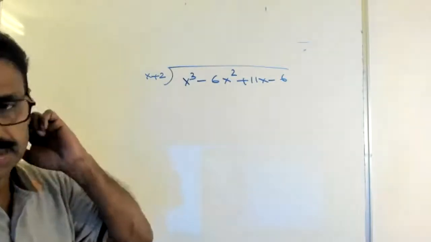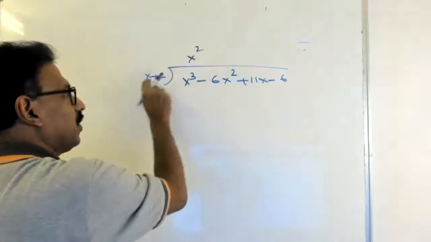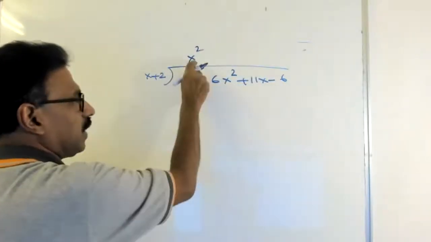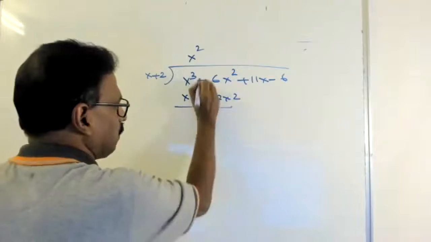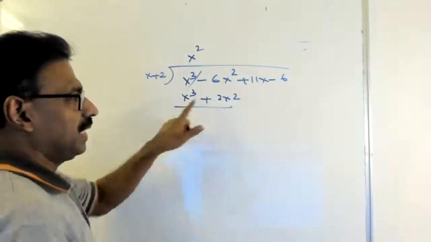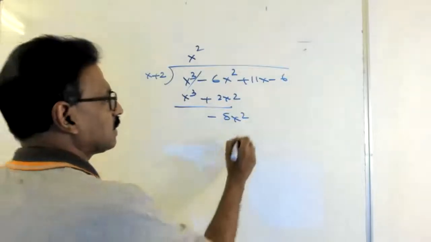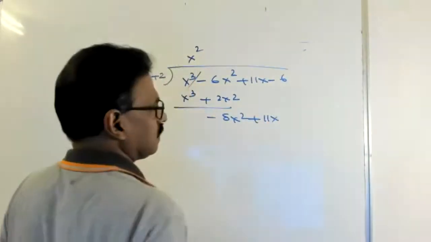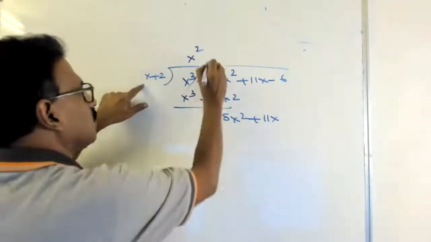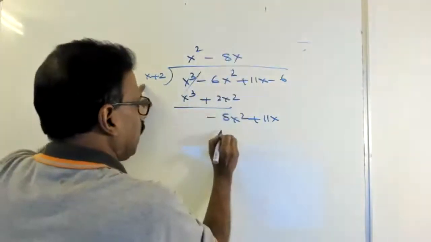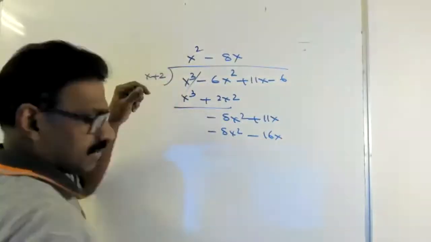Everyone listen here. x cube divided by x is x square. x square into x is x cube. x square into plus 2x square, then subtract, it becomes minus 8x square, plus 11x. Minus 8x square divided by x is minus 8x. Minus 8x square, minus 16x.